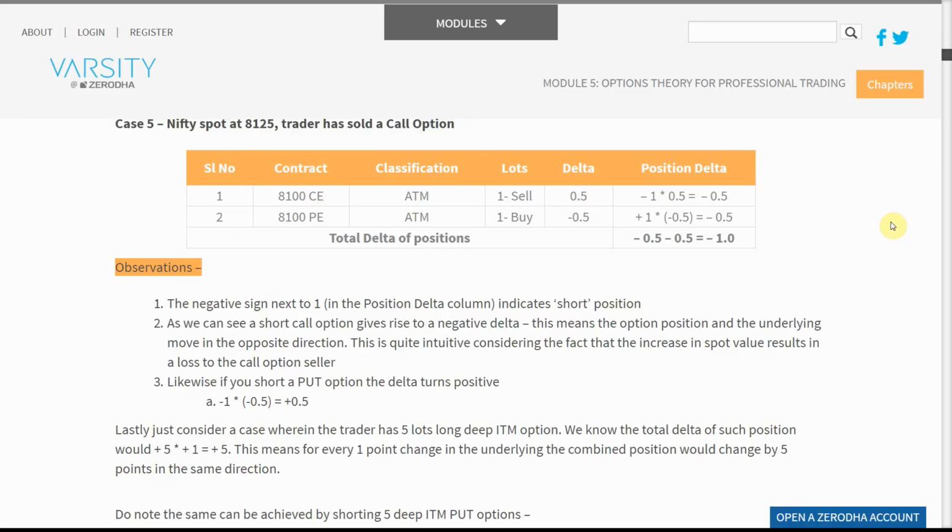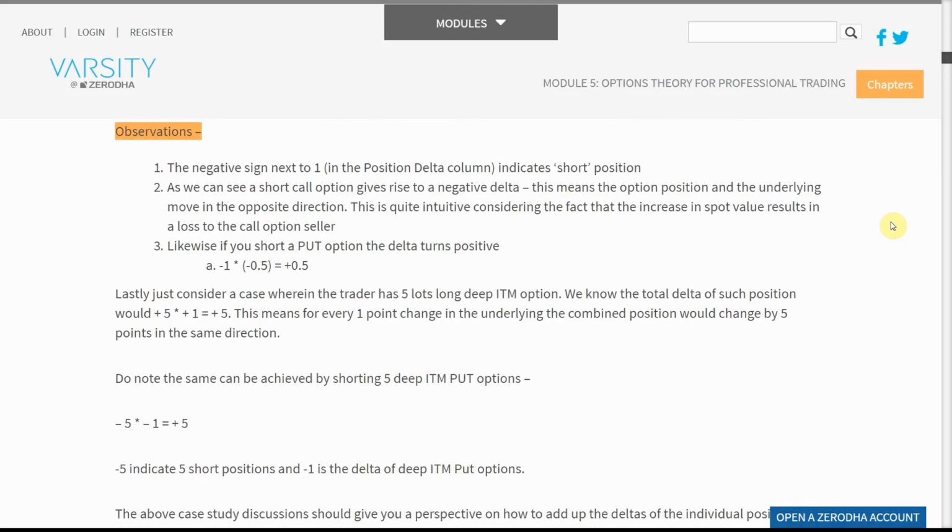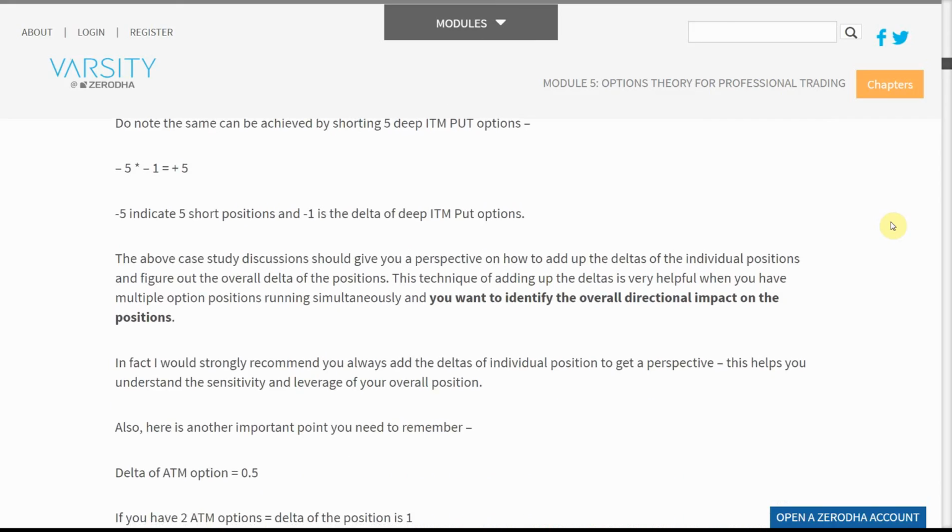Lastly, just consider a case wherein the trader has 5 lots long deep ITM option. We know the total delta of such a position would be plus 5 asterisk plus 1 equals plus 5. This means for every 1 point change in the underlying, the combined position would change by 5 points in the same direction. Do note the same can be achieved by shorting 5 deep ITM put options. Minus 5 asterisk minus 1 equals plus 5. Minus 5 indicates 5 short positions and minus 1 is the delta of deep ITM put options.